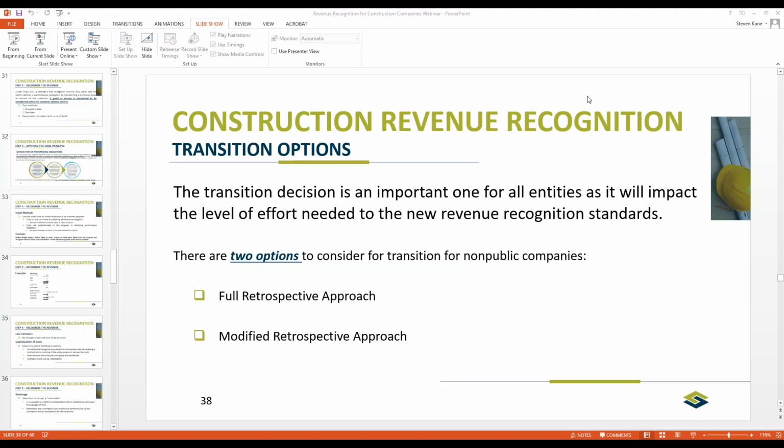So starting off with transition options, basically companies are going to have two options to consider when they implement this standard. There's the full retrospective approach and the modified retrospective approach. And this is actually going to be an important decision because this is really going to impact the level of effort that we're going to need to implement this.